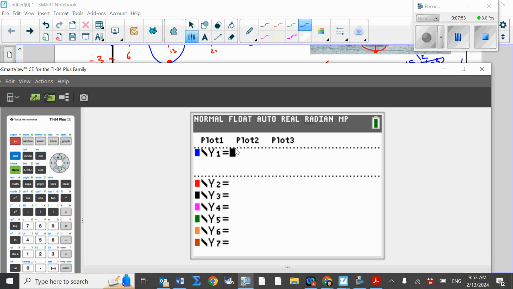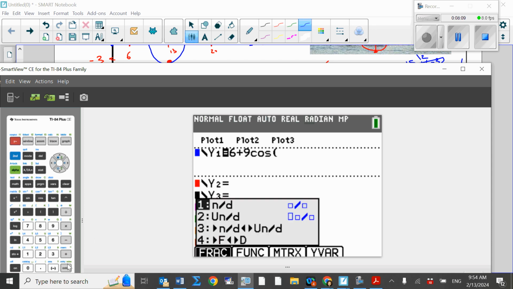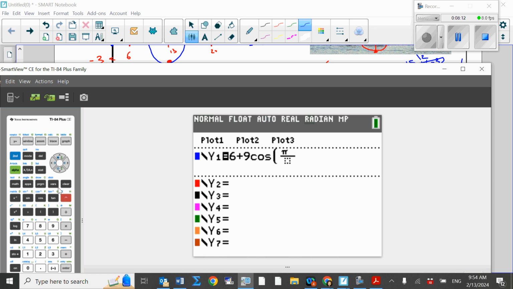You go to y equals, and here enter your function: 6 plus 9 cosine. As you see, a parenthesis is opened now. So I'm going to use fraction to write pi over 7. And then I'm going to open another parenthesis. Notice this is a little bit different from what we write. On the calculator, we need 2 parentheses. And then I'm going to write x, or whatever the variable is, minus 6, and close 2 parentheses. Don't forget about the 2 parentheses. Now we should be ready to graph the function.